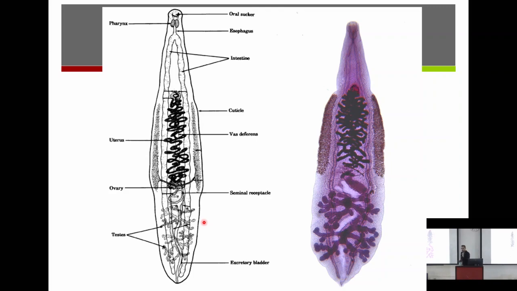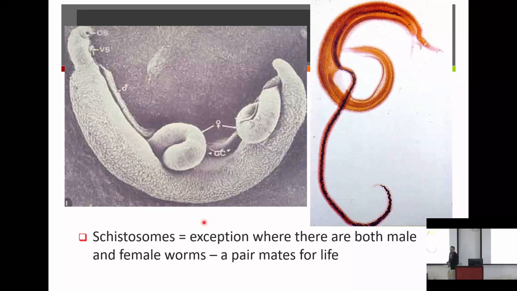However, there is only one group of trematode parasites that have separate male and female worms, so this is really important for you to remember. Schistosoma is the exception here. You can see the male and female sex organs are separated, and they can mate and produce the eggs. This is different from all the other trematodes, which are hermaphrodites except Schistosoma.